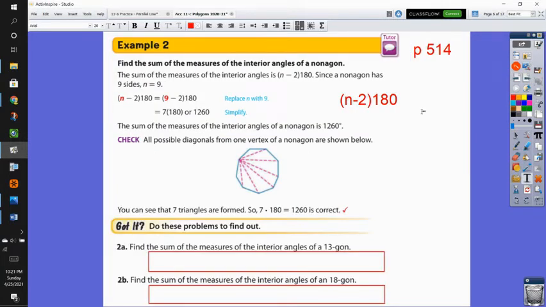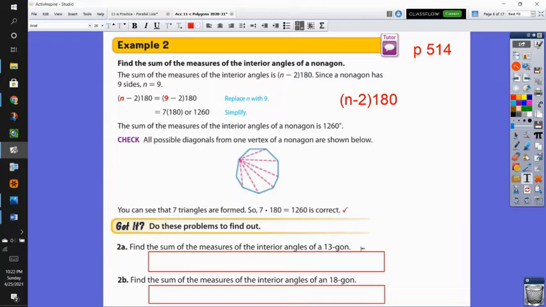So if I give you a shape, you should be able to say how many sides there are, or what the interior angles add up to. Like this example, what is the sum of the interior angles of a nonagon? A nonagon has 9 sides, n minus 2 is 7. 7 times 180 is 1,260. So the interior angles of a nonagon add up to 1,260 degrees.